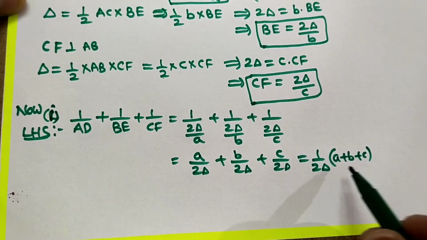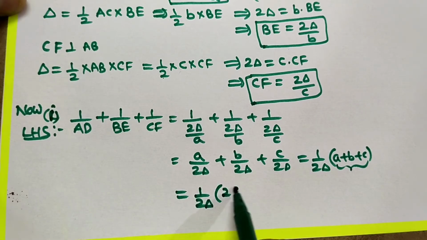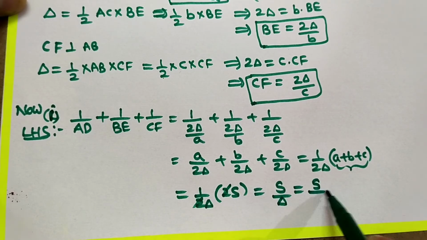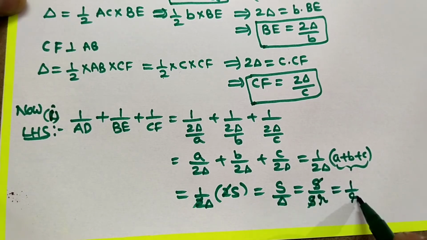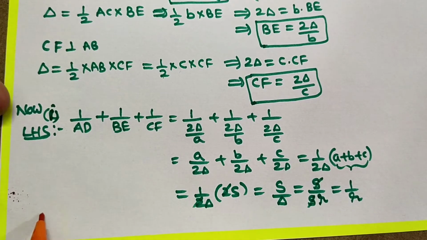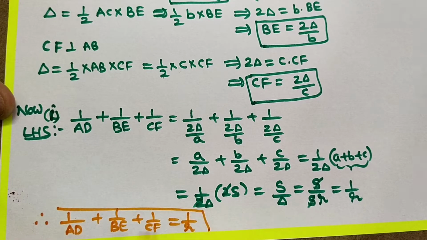Since we know that a plus b plus c is equal to 2s, this is equal to 1 by 2 delta into 2s. The 2 gets cancelled, giving s by delta. S by delta is equal to s by r, wait, delta equals s into r, so s cancels and we get 1 by r. That is what they are asking to prove. Therefore, conclusion step: 1 by AD plus 1 by BE plus 1 by CF is equal to 1 by R. Hence proved. First question is over.